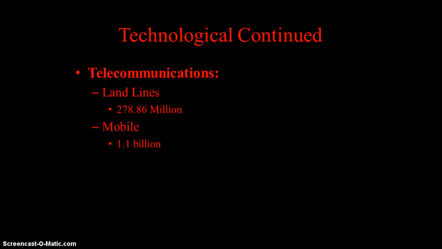Just a little bit more about their technology. As far as telephones go, they have 278 million landlines still in use, and they have 1.1 billion mobile phones. And a little side note about the broadcast media. All broadcast media are owned by or affiliated with the Communist Party of China. So unlike us, where we have Hollywood and Dish Network and Charter and HD Net and all things like this, China only has one. That's just a little interesting fact.